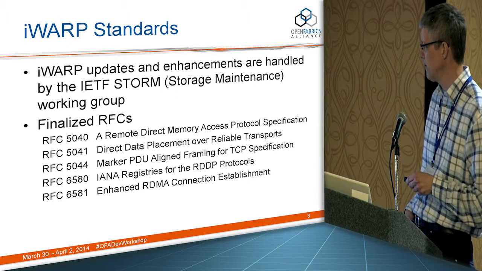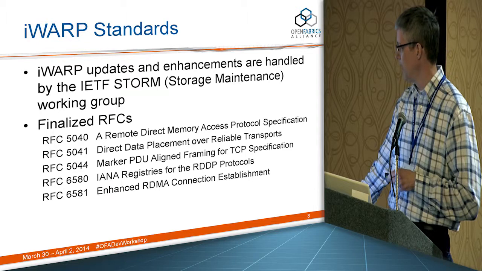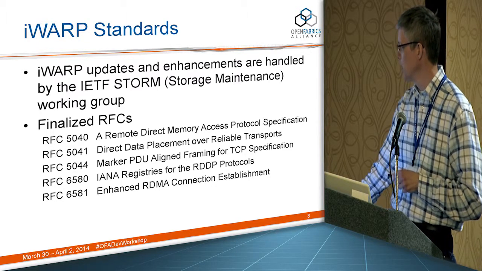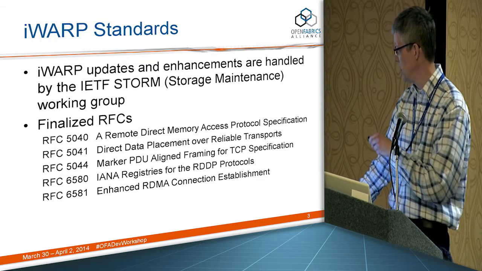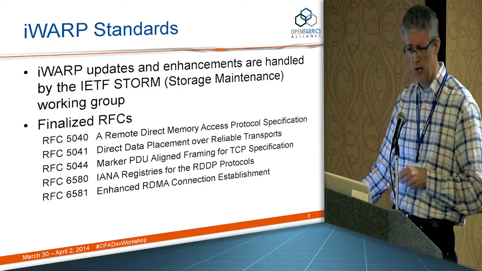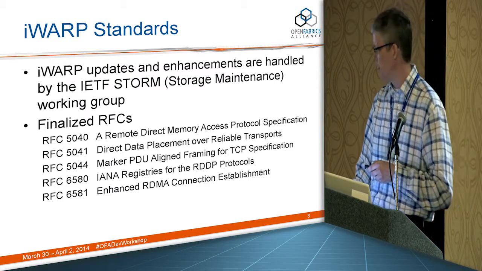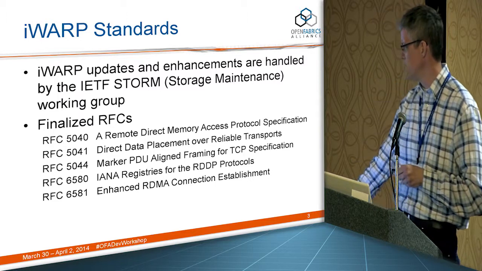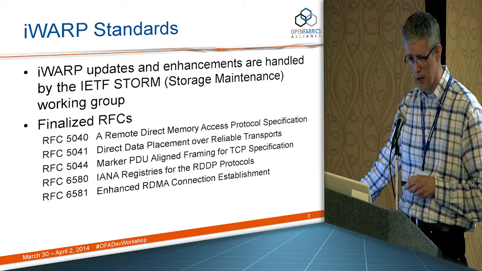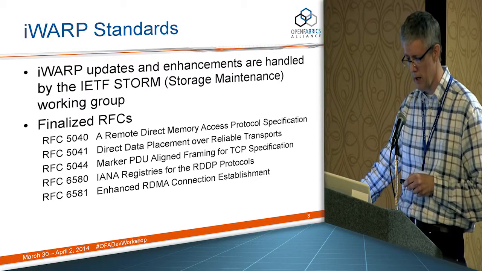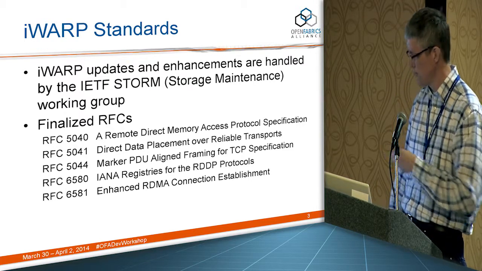So the first three on this list are the original 2007 RFCs that define iWARP, the three layers of iWARP. But a couple of new RFCs have come out, I think in 2012. 6580 is just defining all of the error codes and numbers of iWARP in the IANA registry. And then 6581 is a tweak to RDMA connection establishment for iWARP that enabled interoperability between vendors. So these are all finished.